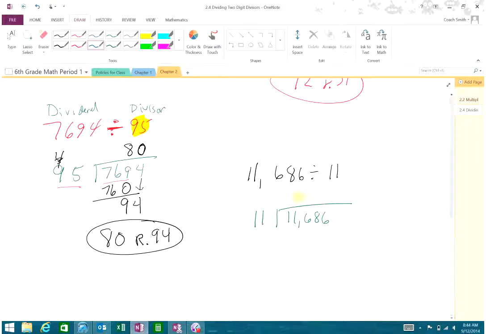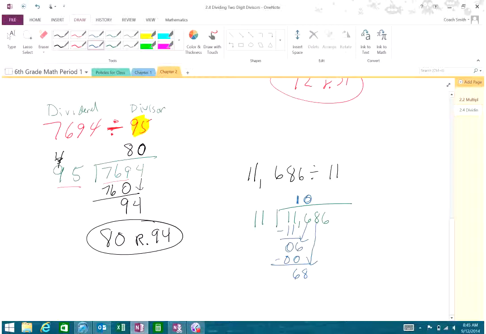11 goes into 11 one time. That would be 11. Subtract those two, the remainder 0. Bring down your 6. Does 11 go into 6? No, so I have to put a 0 over the 6. And that gives me 0 here. Subtract those two, that gives me 6. Bring down my 8.